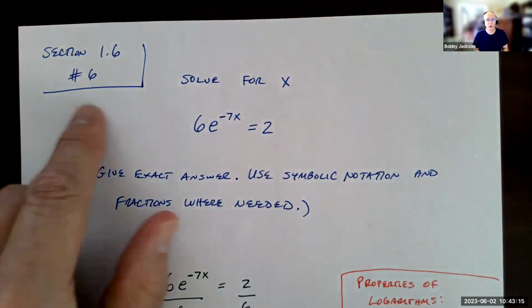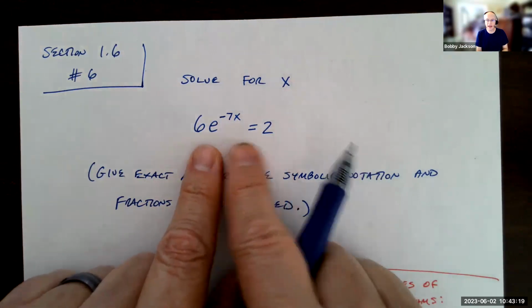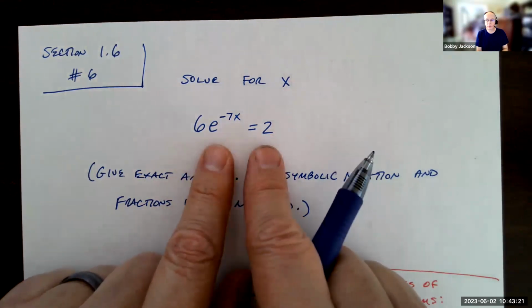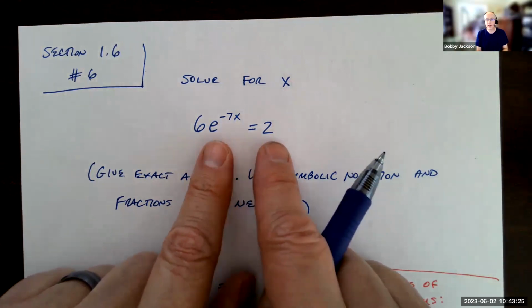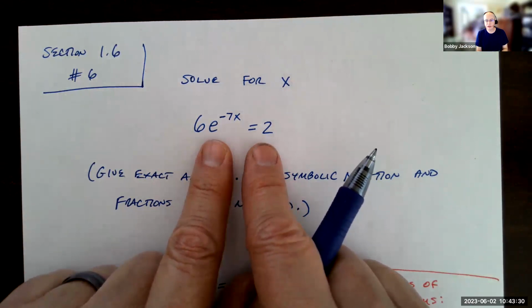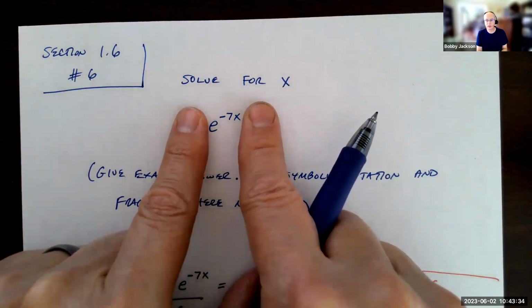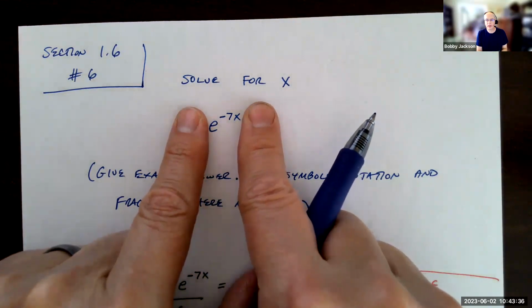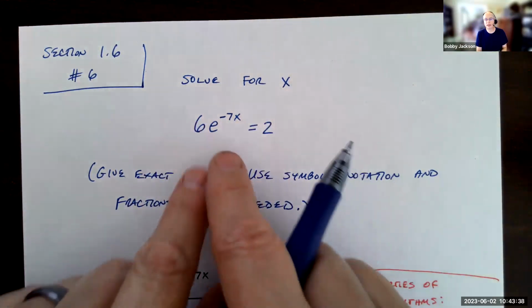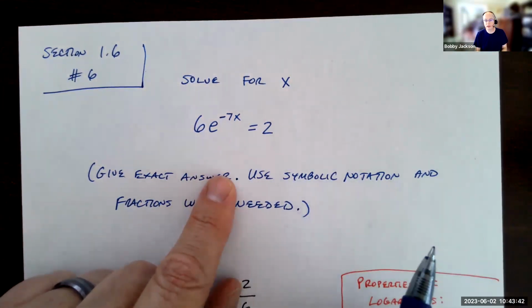Hey everyone, look at number 6 in section 1.6. We're going to solve for x in this exponential equation. Okay, in this section there were some log equations, and now this is an exponential equation. When we're solving exponential equations, essentially what we want to do is isolate the exponential expression, that by itself, and then we'll use logarithms. In this case, since the base is e, we can just take the natural log to find the solution.